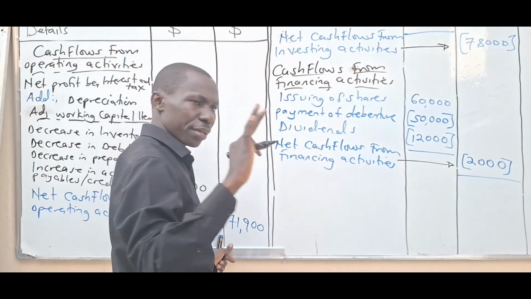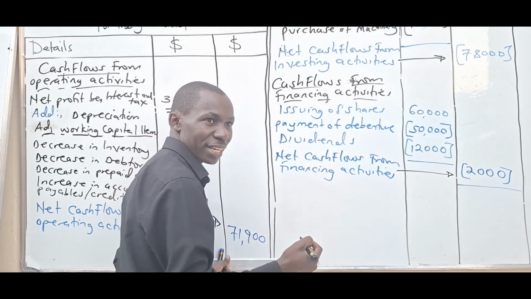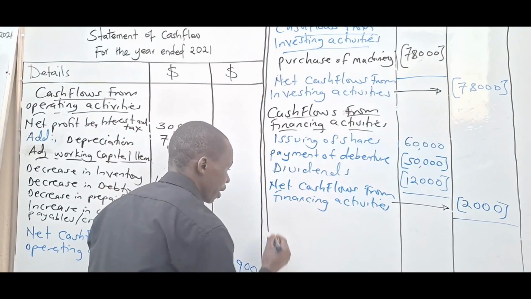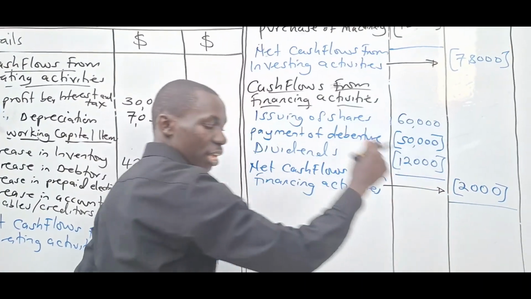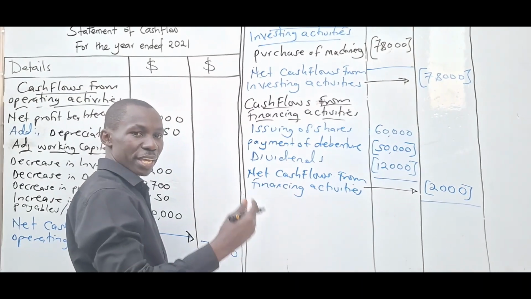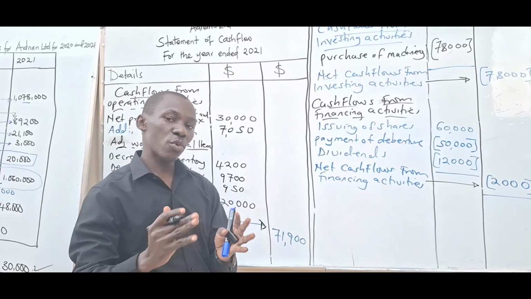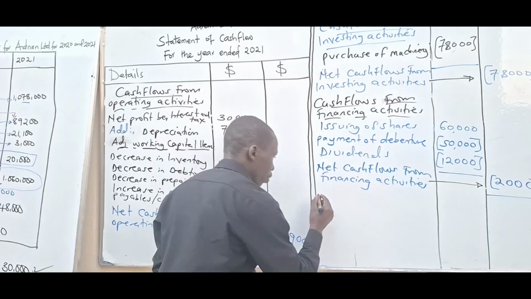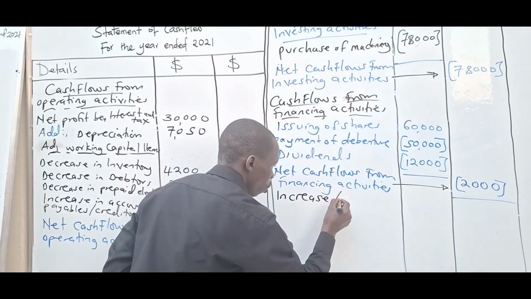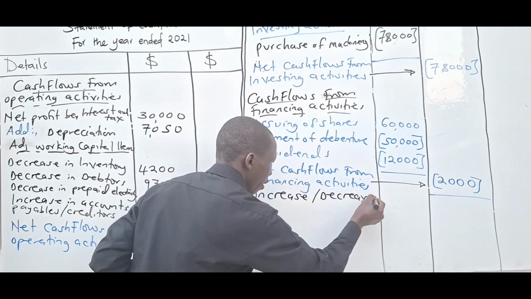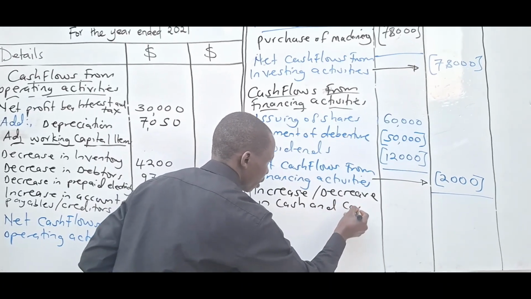When you add those three, you get what you call either an increase or decrease in cash and cash equivalent. So if when I add this plus this plus this, our answer is positive, we shall say increase in cash and cash equivalent. If it is negative, it will be decrease in cash and cash equivalent. But let me use both, then you will pick depending on our answer.